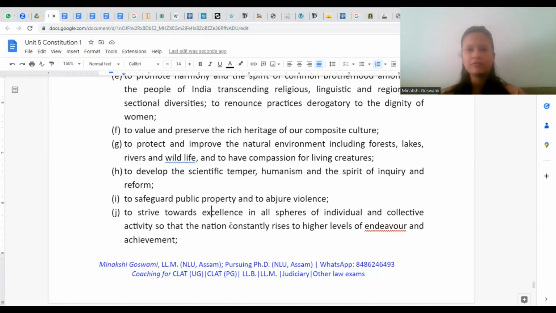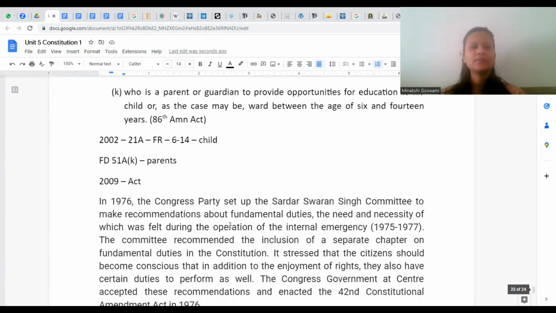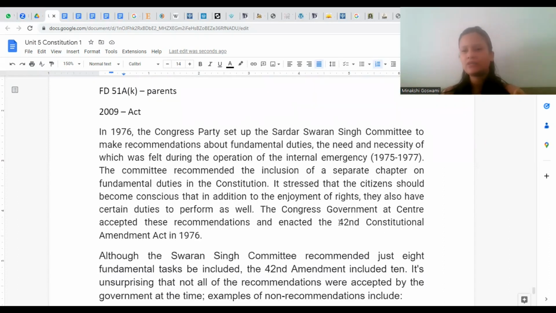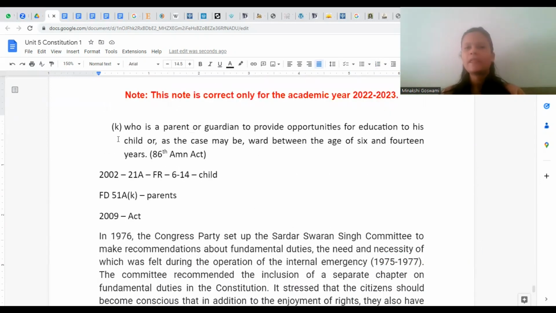So like that, we also have a duty. This last one was added by the 86th Amendment. All the previous 10 duties that we saw were added by the 42nd Constitutional Amendment in 1976, based on the recommendations of the Swaran Singh Committee. But this last one was added because we had a fundamental right added in Part 3 of the Constitution, which says children between 6 to 14 years will get free and compulsory education.